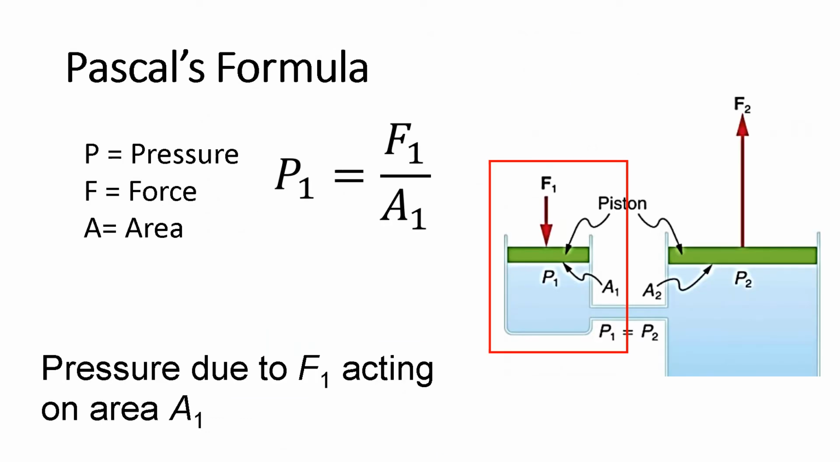So, what is Pascal's formula? P is for pressure, F is for force, and A is for area. So, the formula is pressure equals force divided by area. Now, we gave an illustration earlier, and that system is divided into two segments. In segment 1, the force 1, the pressure 1, and area 1 are involved, located in the first segment.